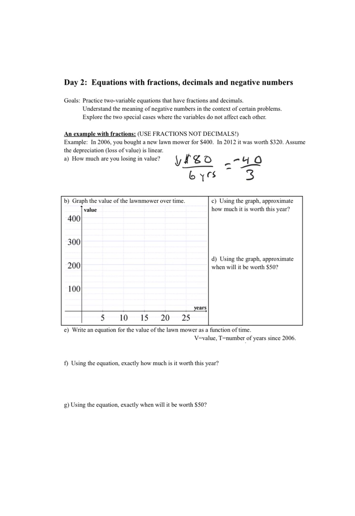Okay, so to graph this in part B, we've got the points 2006. Well, let's call 2006 year 0, because that's like when it was a brand new mower. So 2012 would be year 6. So if we plot those points, (0, 400), and then 6 years later has a value of 320.